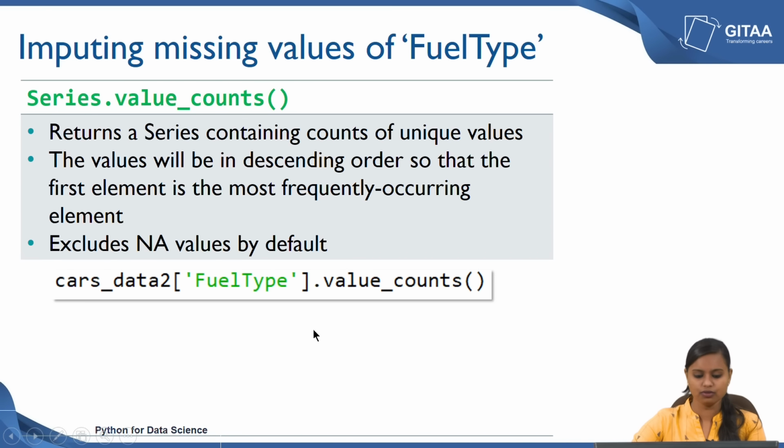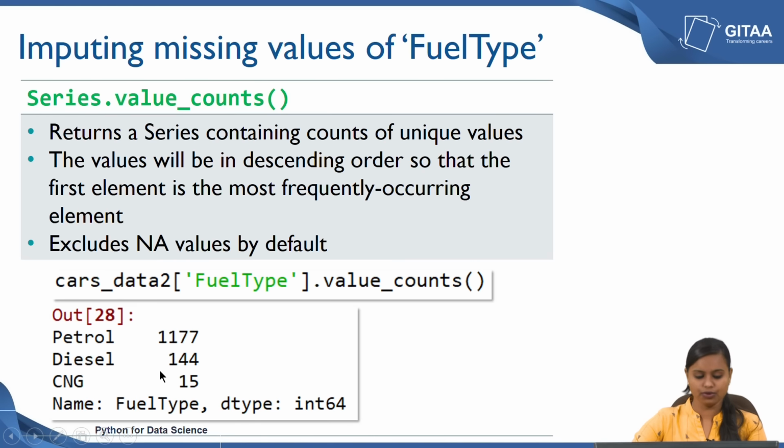So, this is how we use the function. cars_data_2 is the data frame name. Under that I am accessing the variable called fuel type. By giving dot value_counts, you will get an output which is shown here. For example, petrol has the highest frequency, that is 1177 observations are of petrol fuel type, and only 144 cars have diesel fuel type and only 15 cars have CNG fuel type. In this case, it is very clear that the modal value would be petrol.